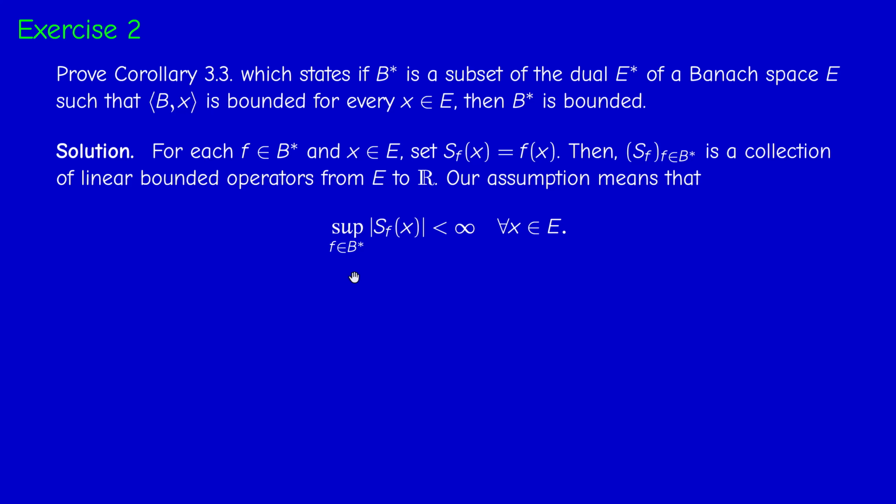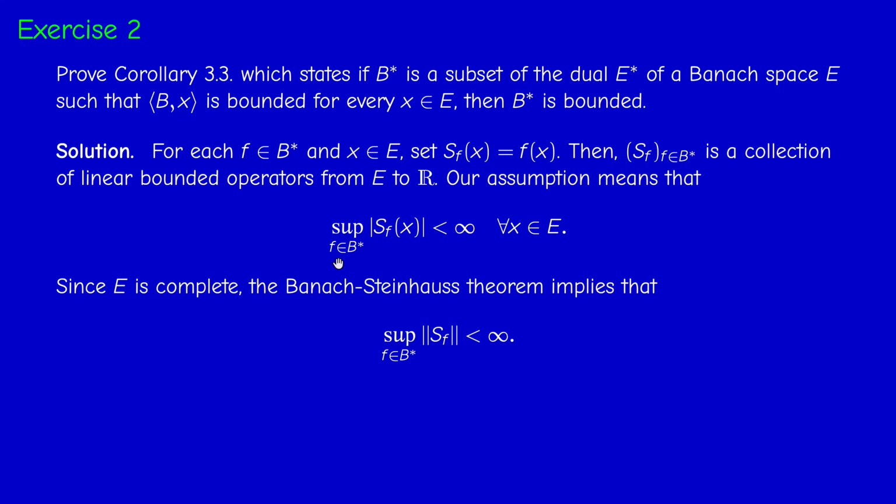So this is pointwise boundedness, if you like. You denote this by capital M sub x, so this quantity is finite. And since E is complete, we can apply the Banach-Steinhaus theorem, which gives me a much better estimate of the bound. It tells me that the supremum of the norm of Sf is finite.